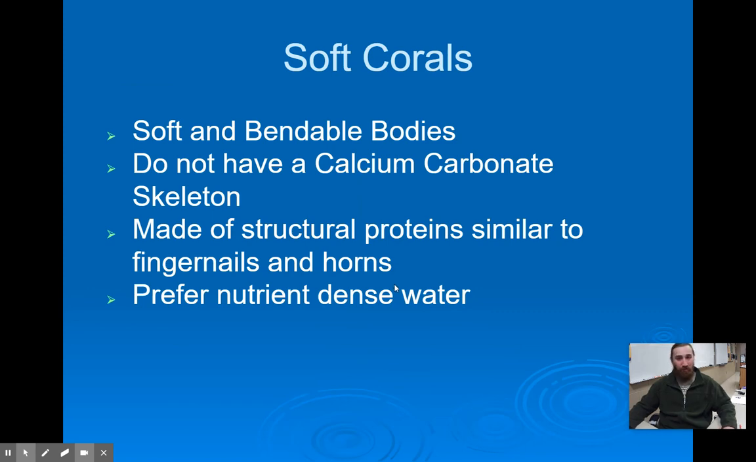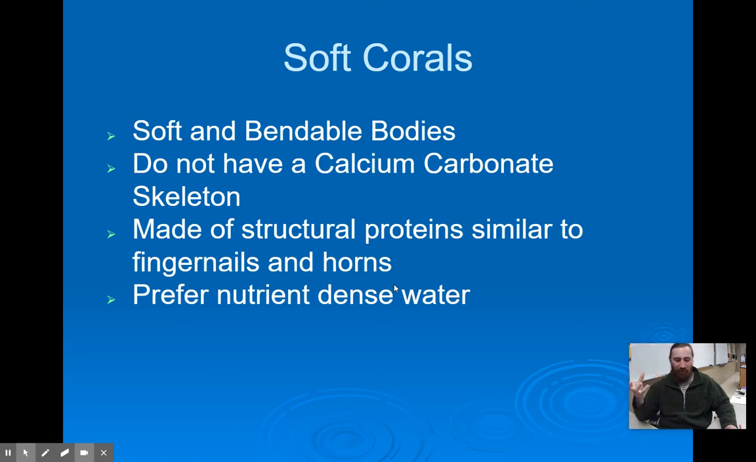Now, there's something also called soft corals. So they're soft and bendable bodies. They do not have calcium carbonate skeletons, but most of them are made of a structural protein similar to your fingernails and horns. So are they super soft? Not always. If you look at your fingernails, they do have some bend to them. So they're able to move.